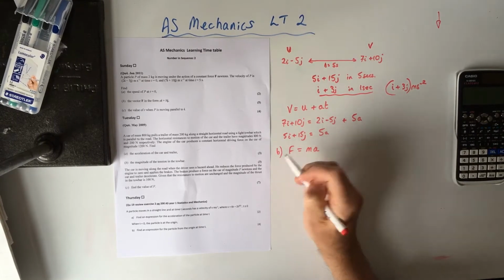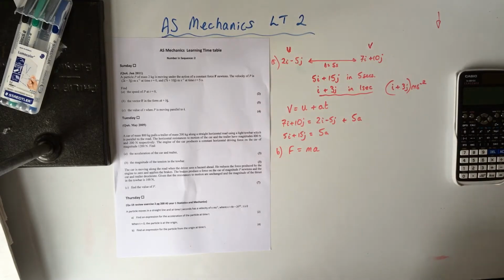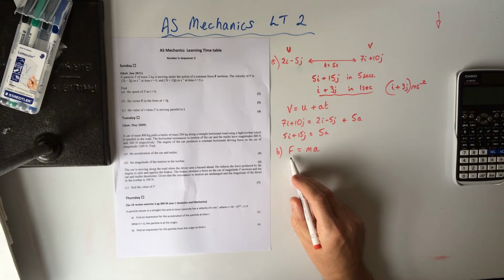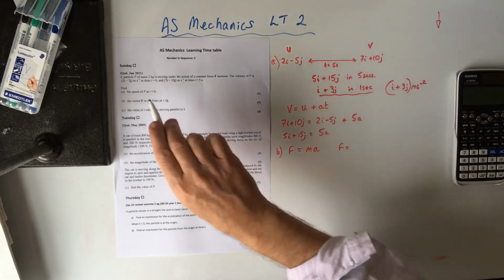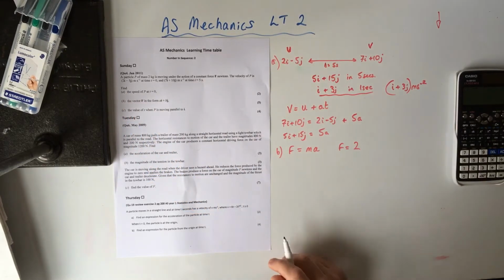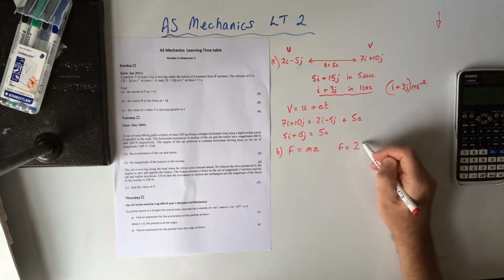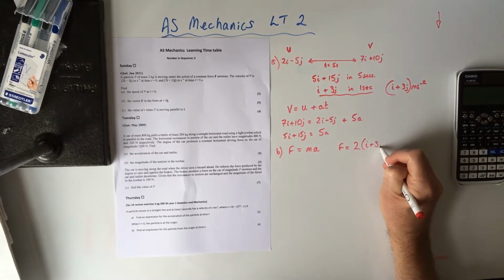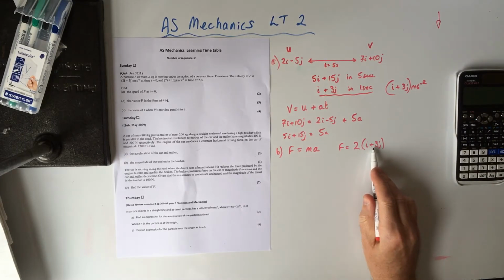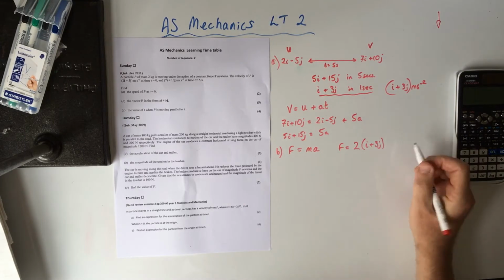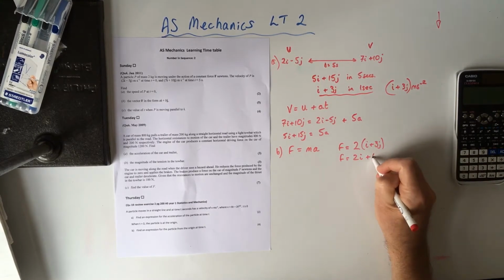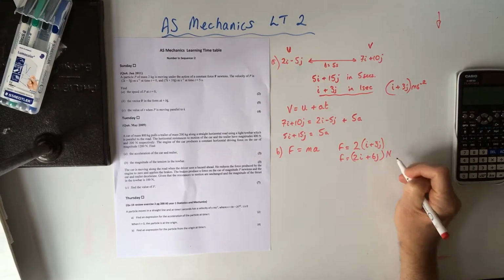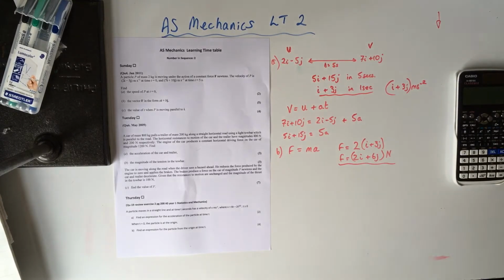So this is part b, this is part a. So F equals ma. The force then is equal to the mass times the acceleration. Now you read the question, it tells us that the mass is 2 kilograms, and we've just worked out the acceleration. So there you go. It's as easy as that, isn't it? So it's just 2 times that. So the force is 2i plus 6j. And that, of course, let's put the units for that. That's newtons. So 2i plus 6j newtons.